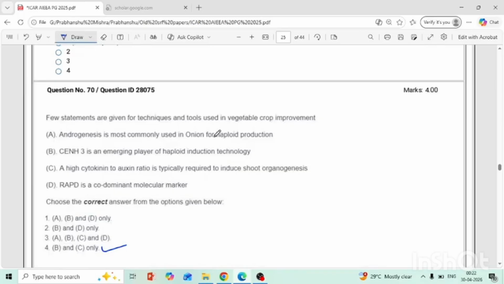Next statement: CenH3 is the emerging player of haploid production technology. Yes, CenH3 is commonly used for haploid production. Basically, what is CenH3? Centromeric histone H3. This is the centromeric histone H3. What is the role of this? It recognizes where the centromere should attach to the spindle fiber.